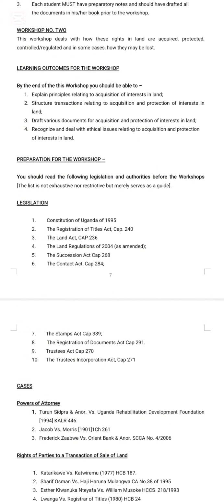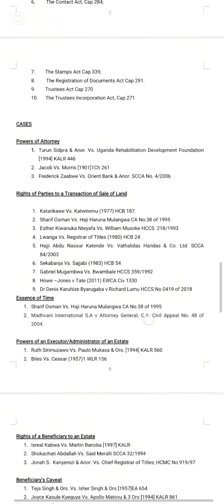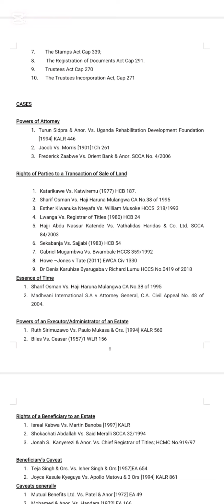By the end of this workshop, you should be able to explain principles relating to acquisition of interest in land, structure transactions relating to acquisition and protection of interest in land, draft various documents for acquisition and protection of interest in land, and recognize and deal with issues relating to acquisition and protection of interests in land. So we shall look at the several main authorities, including the Constitution, the RTA, the Land Act, as well as the Contracts Act.